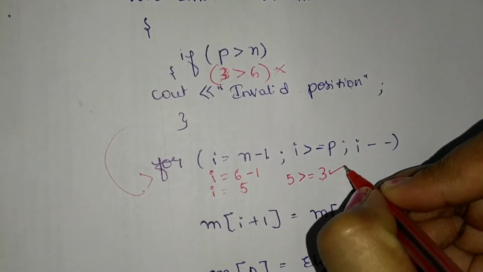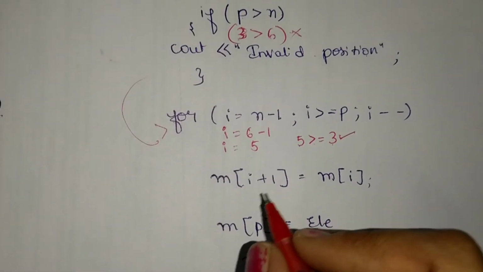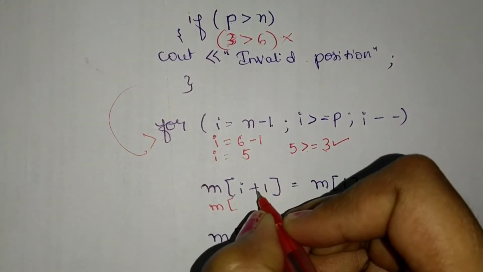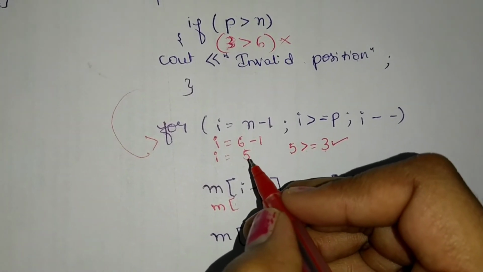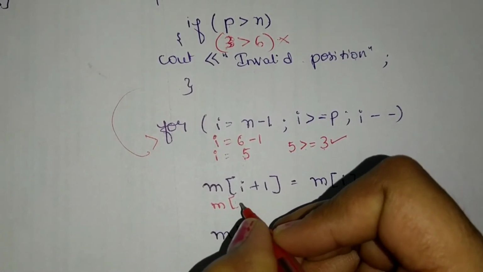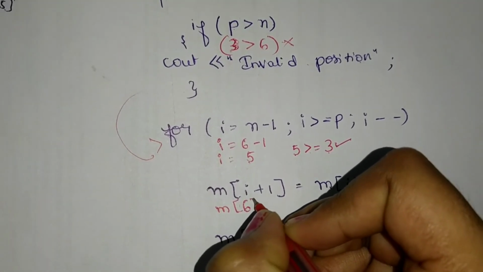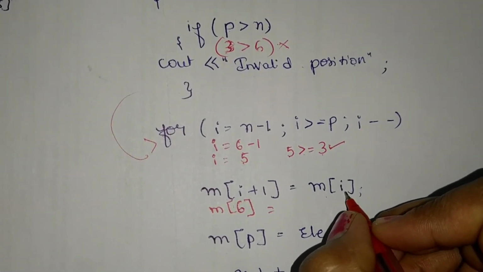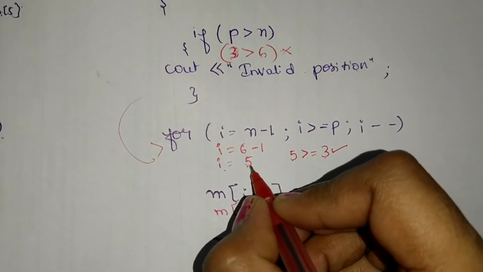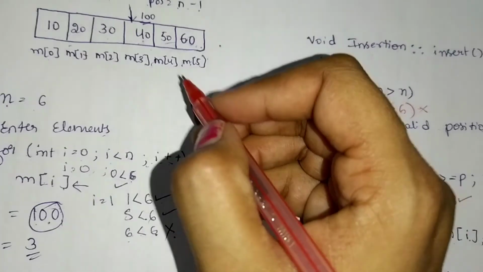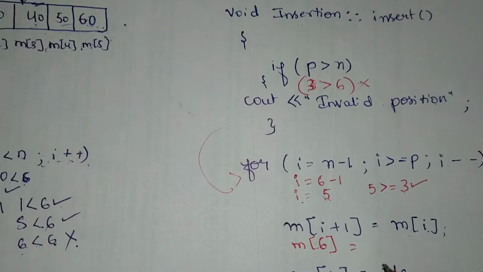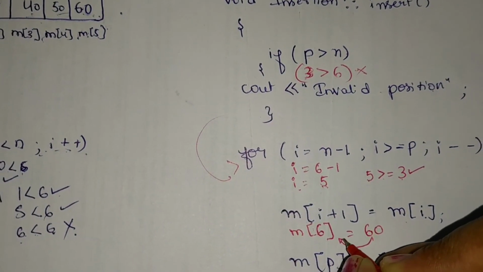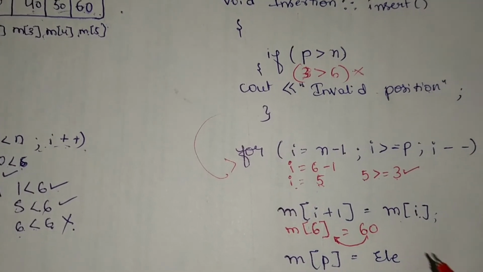So this is true. Okay, at that time the loop will come here, m of i plus 1. So i value is nothing but this 5 plus 1, that means 6. m of 6 equals m of i. m of i is nothing but what? m of 5. What's there in m of 5? 60. So that 60 will be moved to m of 6. That means it is incremented by 1.